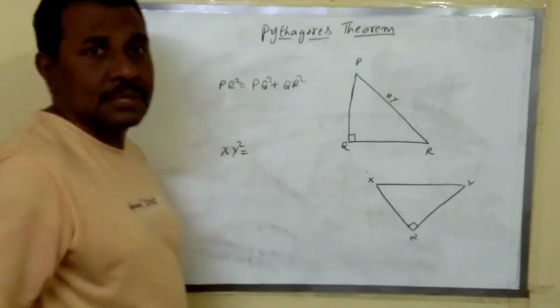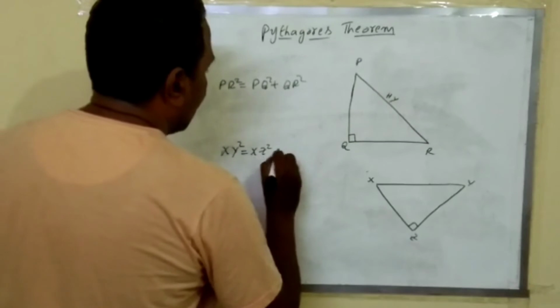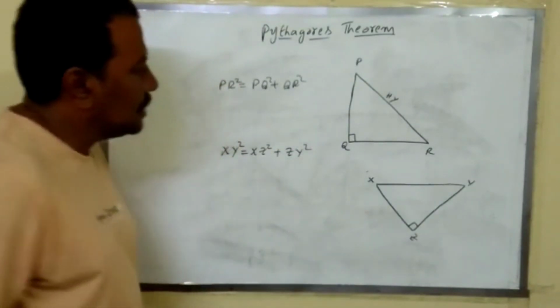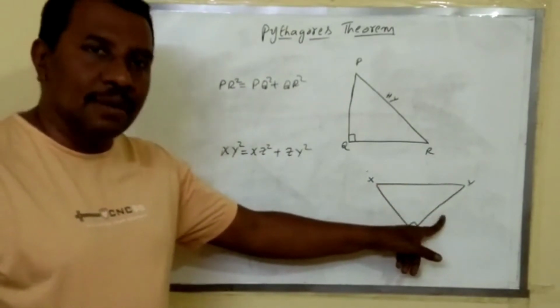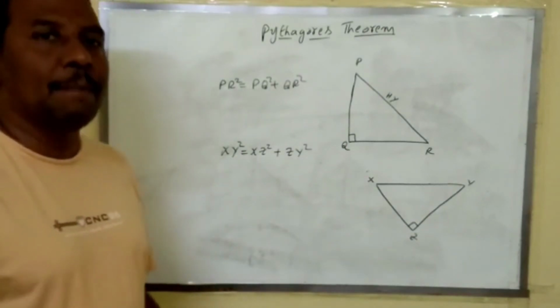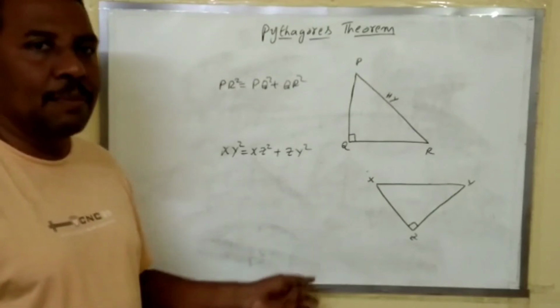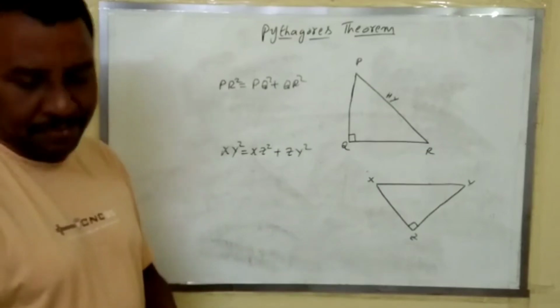So XY square, the square of the hypotenuse, is equal to XZ square plus ZY square. Square of the hypotenuse is equal to the sum of the squares of the other two sides. So this is how you need to apply Pythagoras theorem. Pythagoras theorem is nothing but the square of the hypotenuse is equal to the sum of the squares of the other two sides.